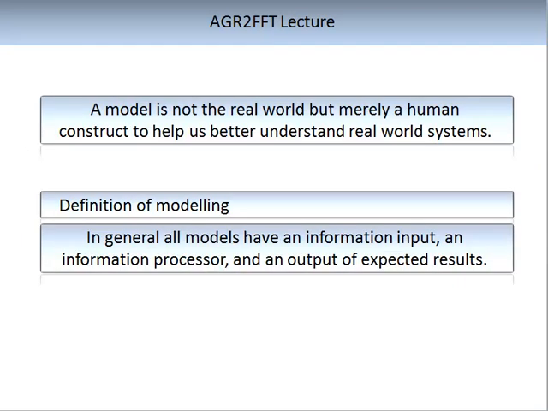So let us start with the basics. A model is not the real world, but merely a human construction to help us better understand real-world systems. Modelling can be defined in general terms as: all models have information input, an information processor, and an output of expected results.